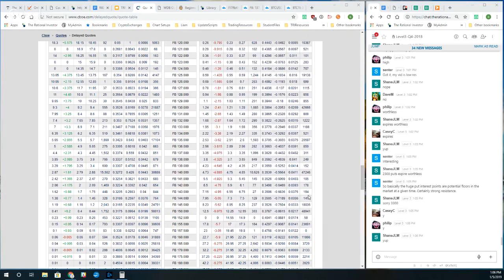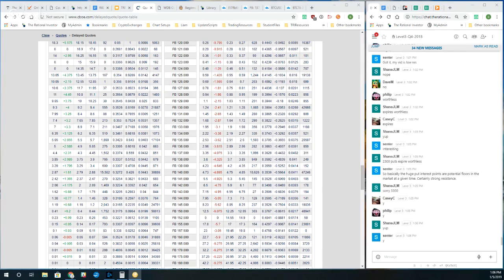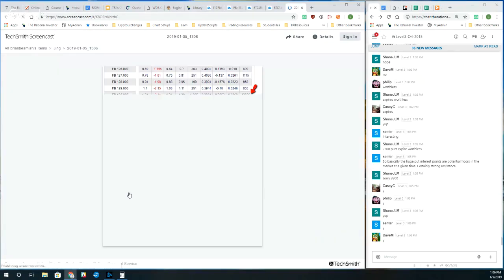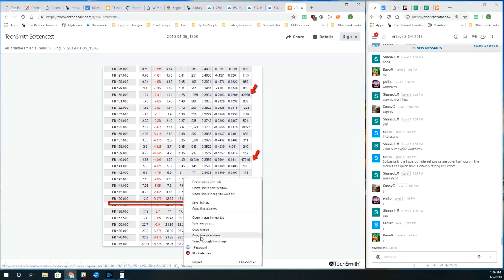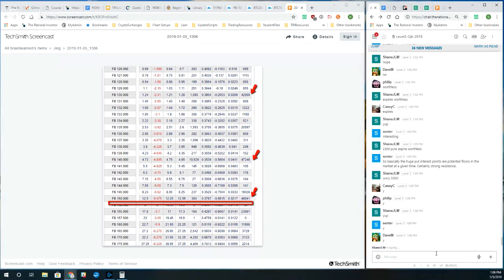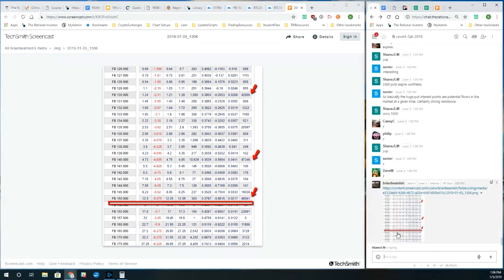So let's keep this on our radar screen. And next class, somebody remind me to review this trade. Let's see what happens. I'll pin it here.